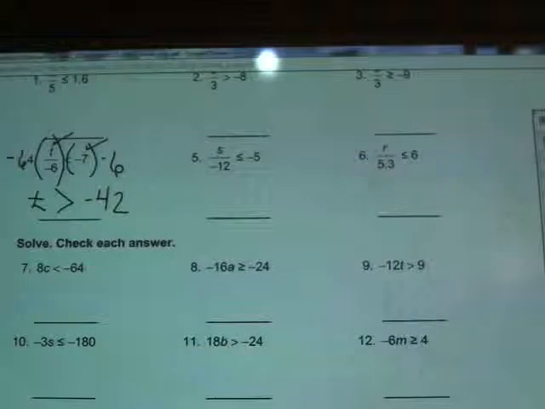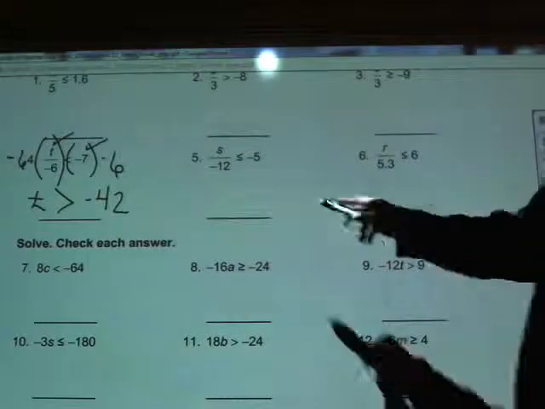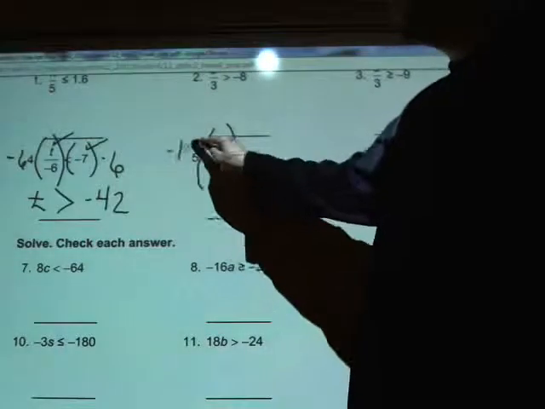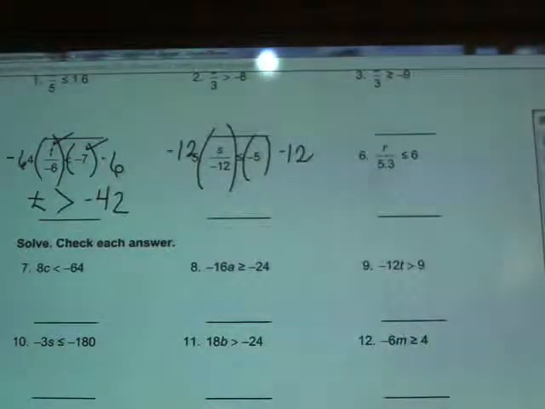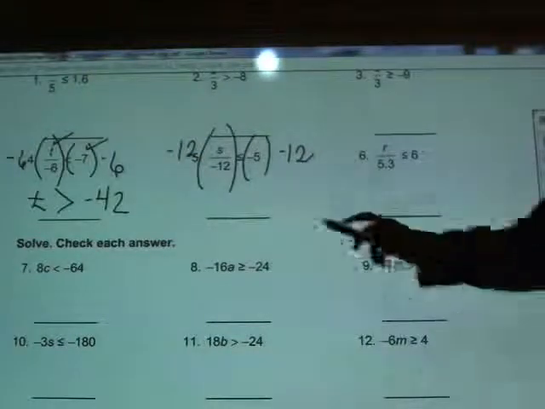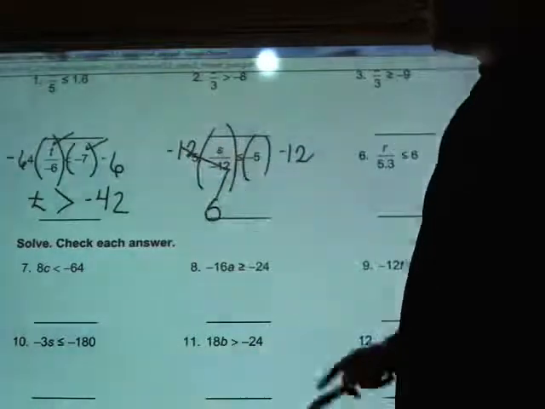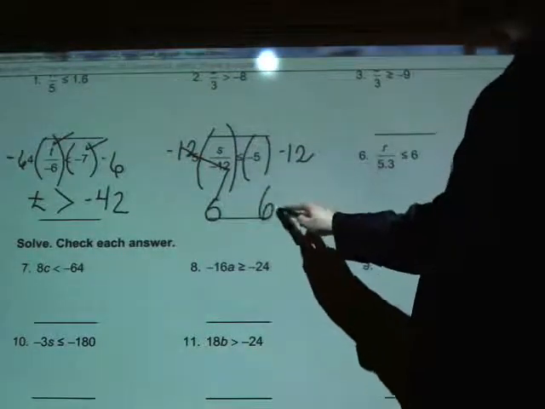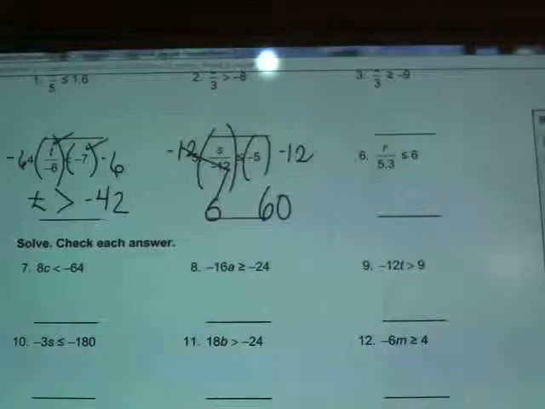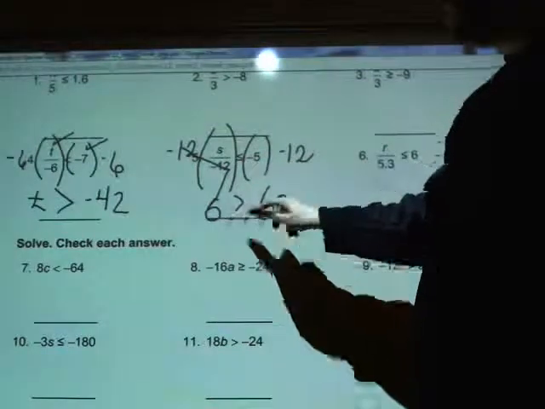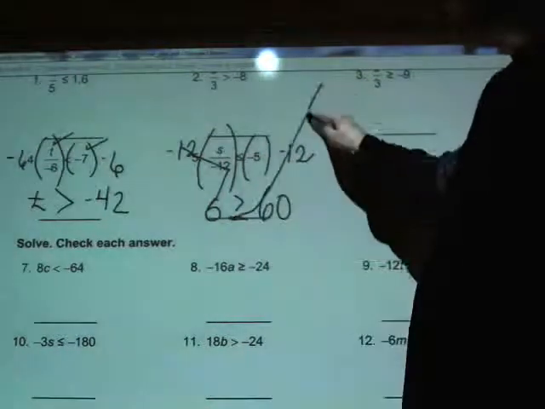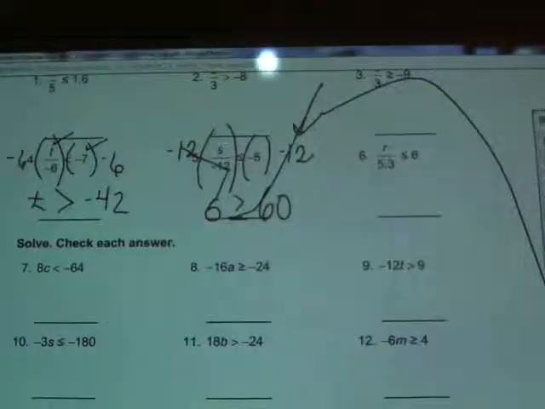S over negative 12 is less than or equal to negative 5. So I'm dividing by negative 12 in this one, so I'm going to undo this by multiplying both sides by negative 12. As I said a moment ago, all these are set up the same in this particular row, so we're doing basically the same thing in every one. So I've got S, and negative 5 times negative 12 makes positive 60, and that's going to flip the direction of the inequality sign around. So it's not going to be less than or equal to, it's actually going to be greater than or equal to. Again, why? Because the number that I'm multiplying both sides by happened to be negative.